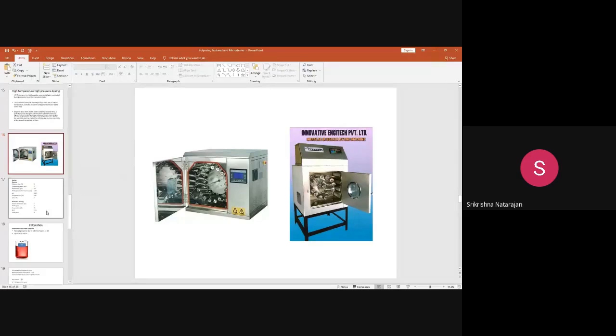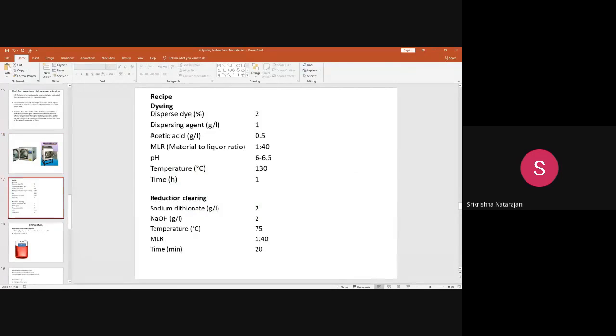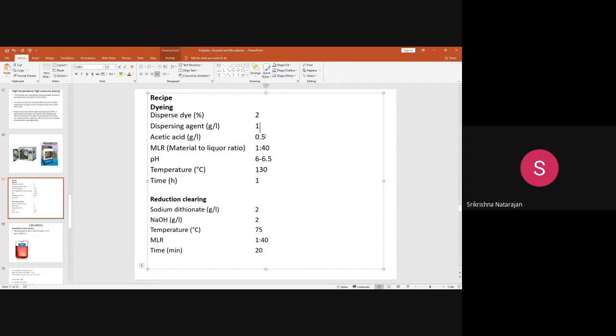reduction clearing karna padega. Okay, because since you have added acid here, you have to neutralize it. Finally the fabric ka pH should come to neutral. So for that what you do is the reduction clearing. For reduction clearing, you add the reducing agent, like sodium dithionate, otherwise called hydrose. Or there is another name also, sodium hydrosulfite. It can be called by 3 different names.